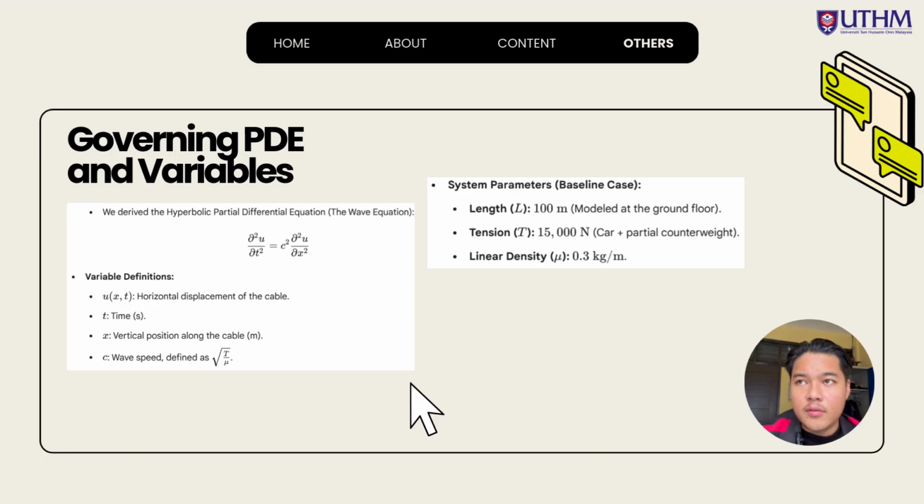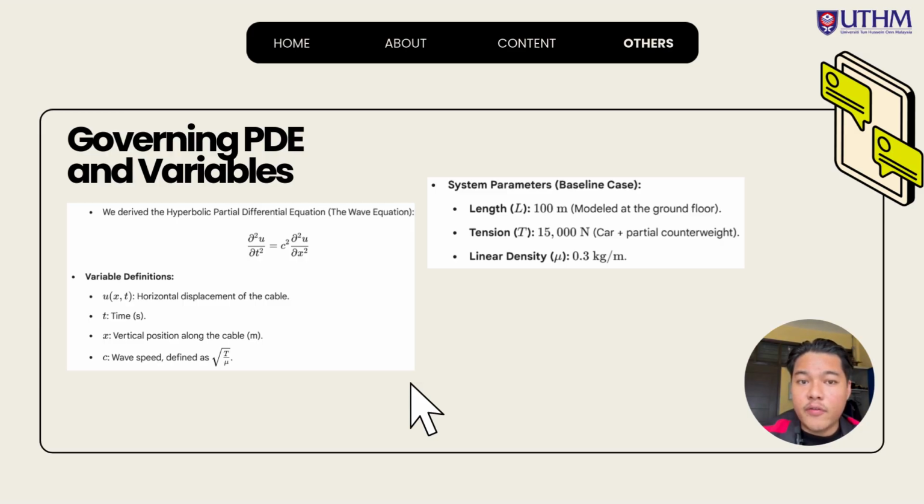And then we will talk about the governing PDE and variables. Now, how do we turn that physical system into mathematics? By applying Newton's second law, F equals ma, to a small segment of the cable, we derive the governing partial differential equation. This is the famous hyperbolic 1D wave equation: ∂²u/∂t² equals c² times ∂²u/∂x².